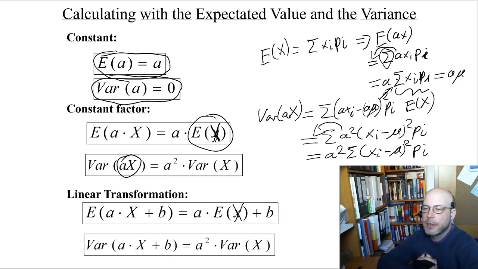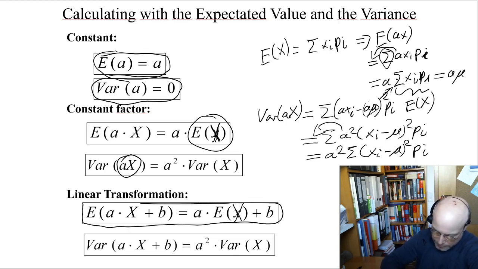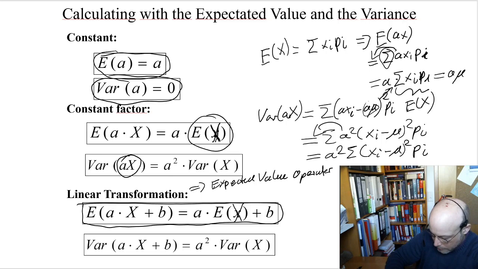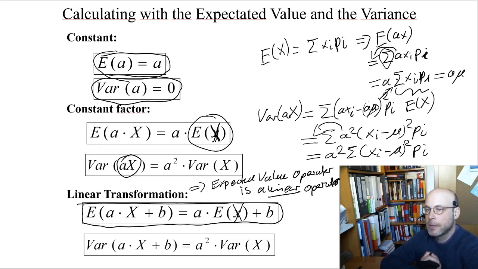Okay, but I think this is not really difficult, and if we take this together, then we really can say that the expected value operator is just a linear operator. But of course, the variance is not a linear operator.